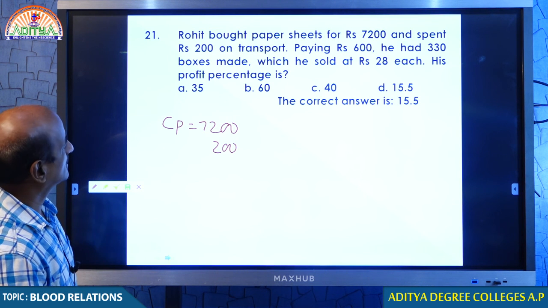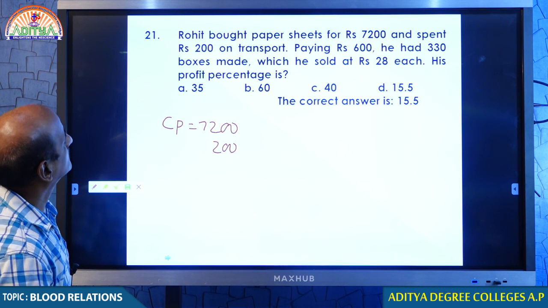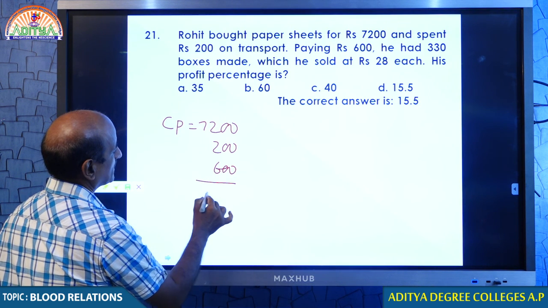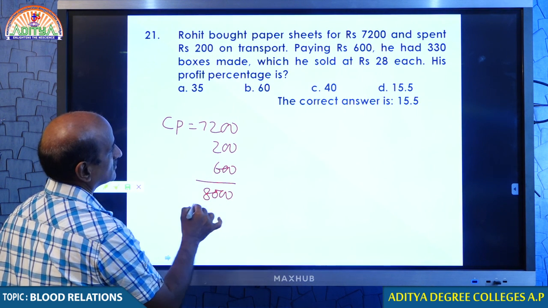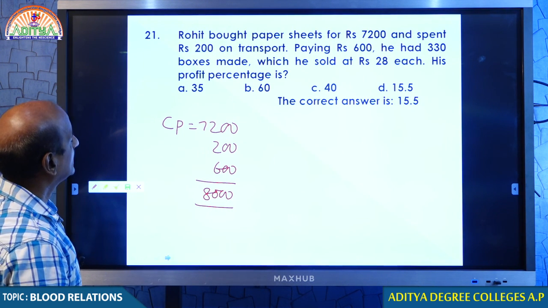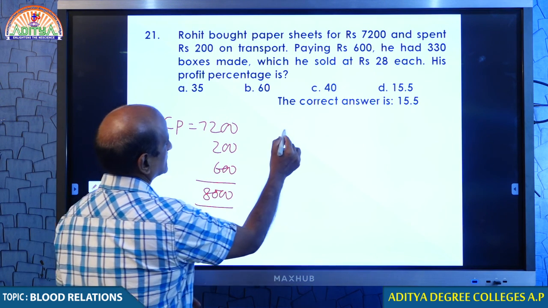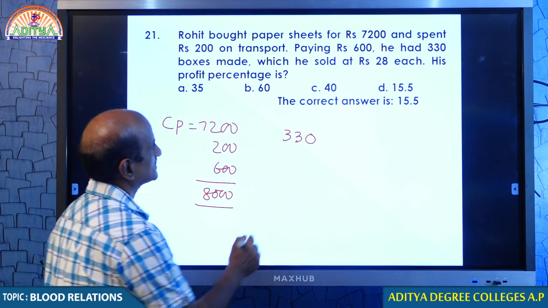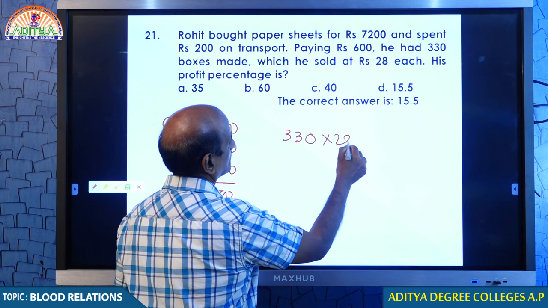And paying 600. What is 600? I think another 600 is also paid. Therefore, how much is spent? He spent around 8,000 rupees altogether. He had 330 boxes made, which he sold for 28 rupees each.